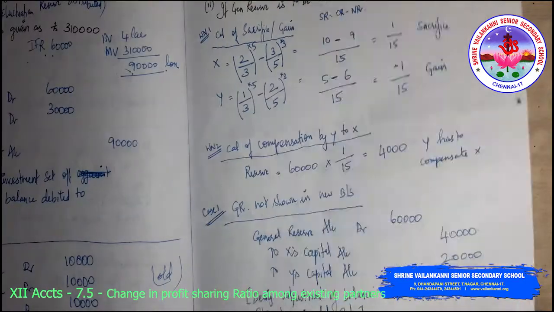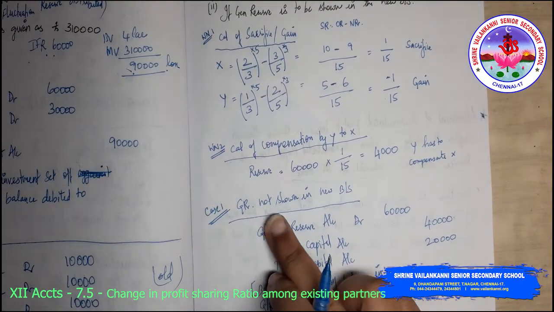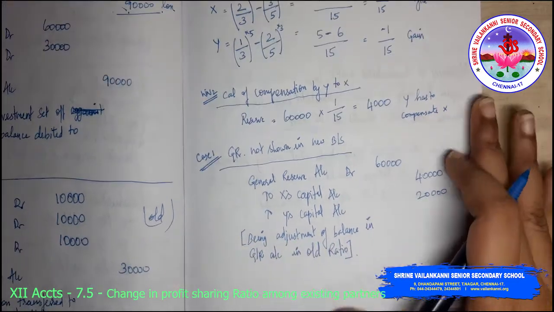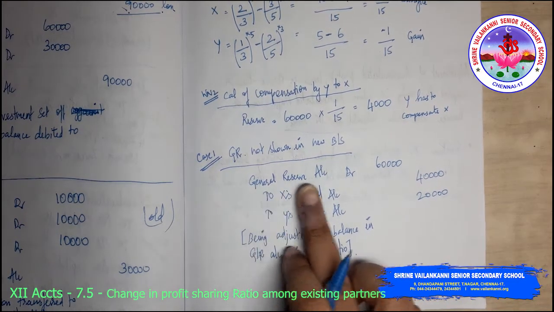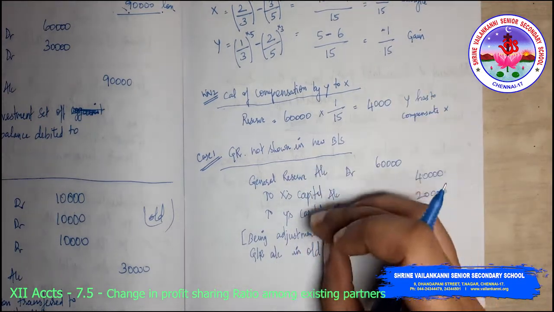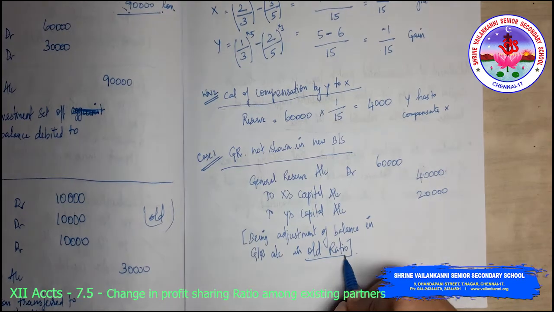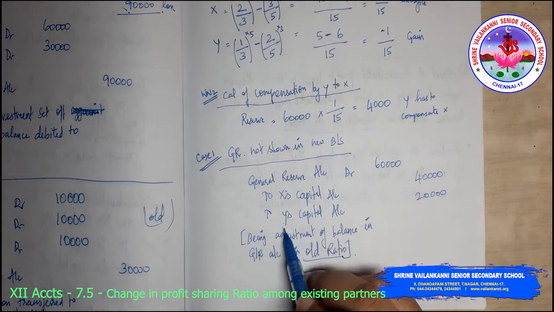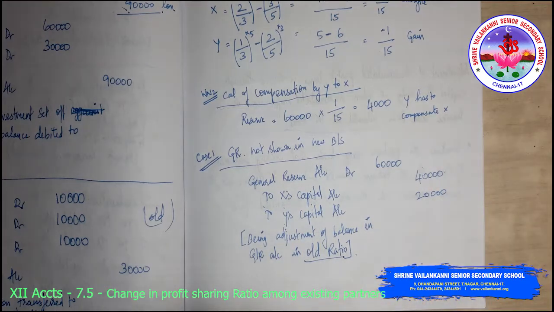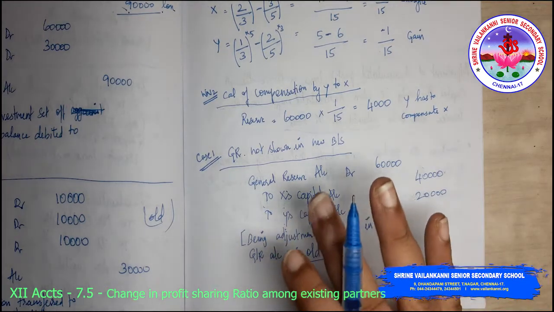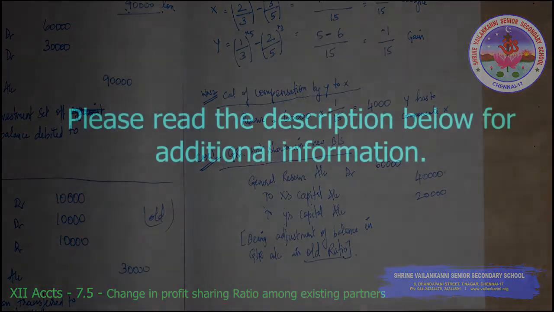But in terms of the previous problem, general reserve is not shown in the new balance sheet. So obviously you need to take this and segregate it in the old profit sharing ratio of the partners, to X's capital account and Y's capital account. So in the capital account you will write it as by general reserve. Okay, so thank you class, I'll see you in the next video.